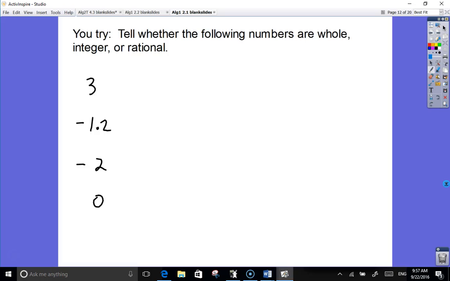Tell whether these are whole, integer, or rational. It's you try. Connor. Do it. So what'd you say about the 3? It's whole, rational, integer. It's an integer, and it's rational. Remember, if it's in the whole numbers, it's automatically in the sets above it.